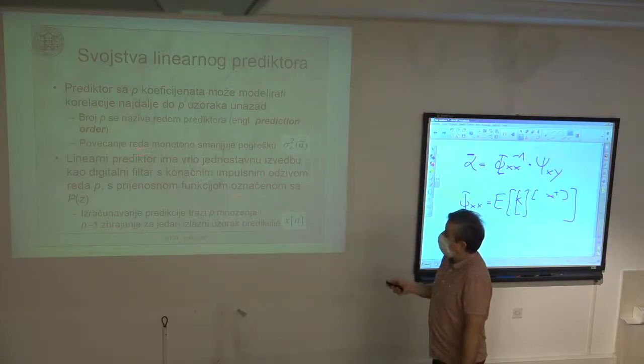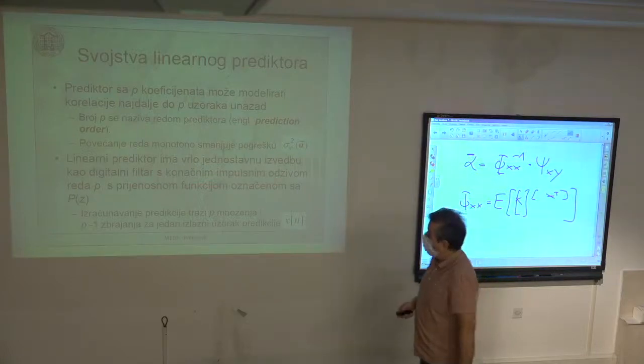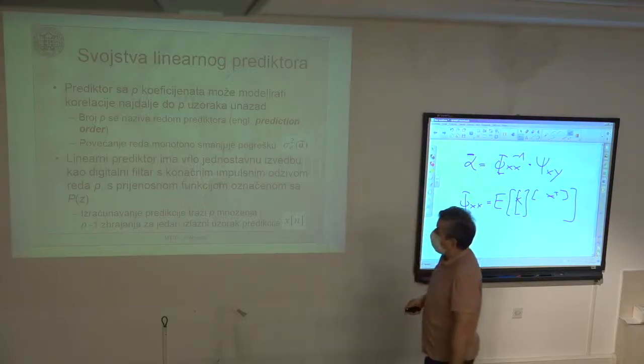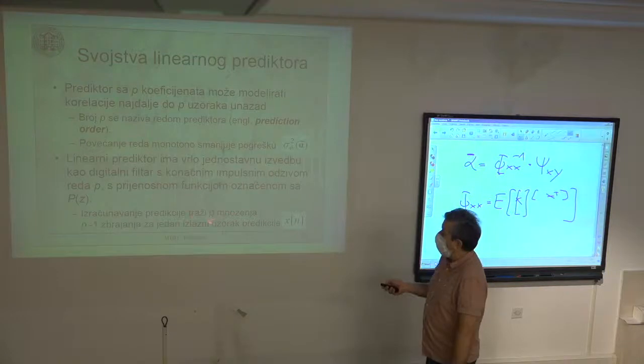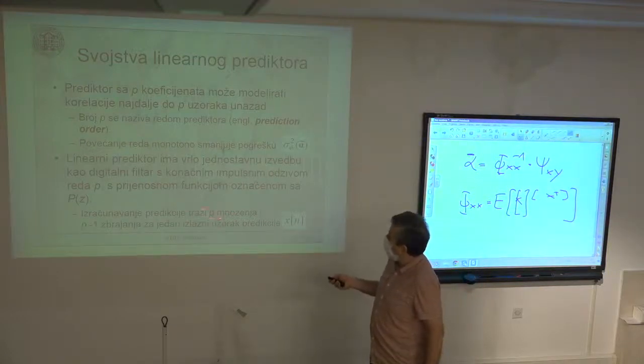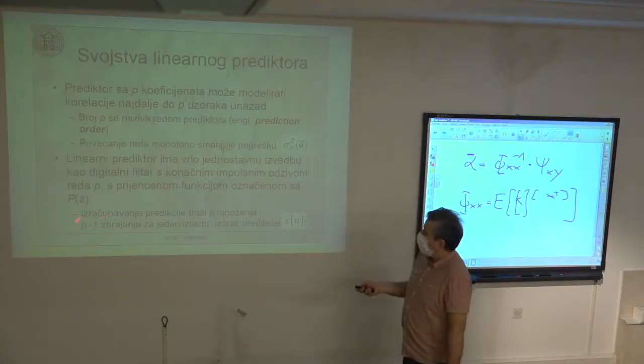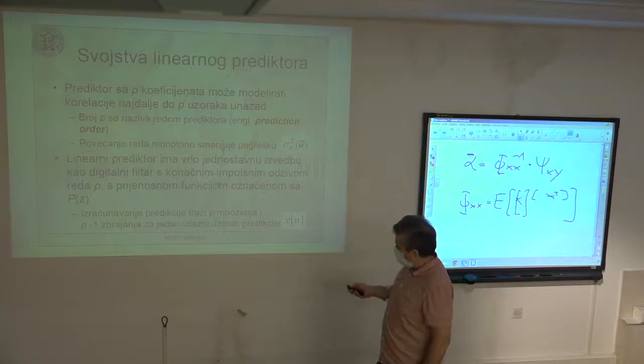The implementation of the linear predictor is very simple. It is simply a digital filter that has a finite impulse response of order p, and whose transfer function is denoted with P of z. P of z is the transfer function of the predictor. To compute the prediction, I have to multiply the pair factors and add them up together, so I have p minus 1 additions and p multiplications for one output prediction.